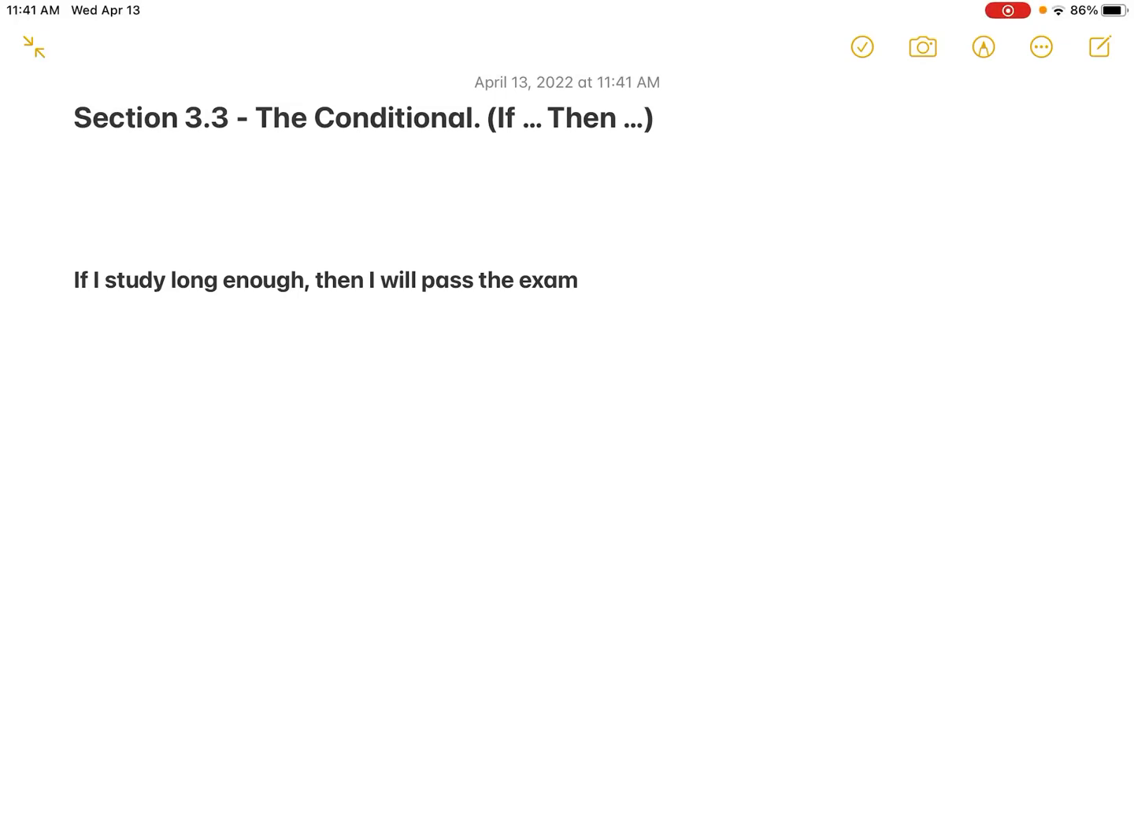Here we find ourselves in section 3.3, and 3.3 is going to add to our experience by going over something that's actually very, very common, and that is these conditional statements. So they call it the conditional. And the conditional statements are if-then type of statements.